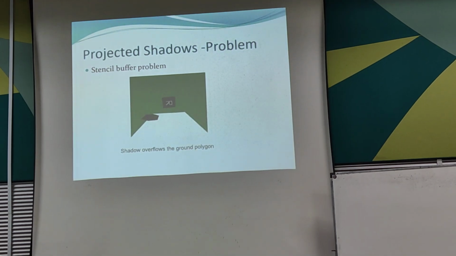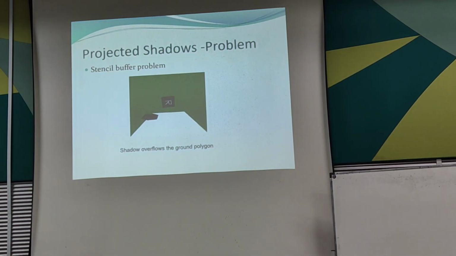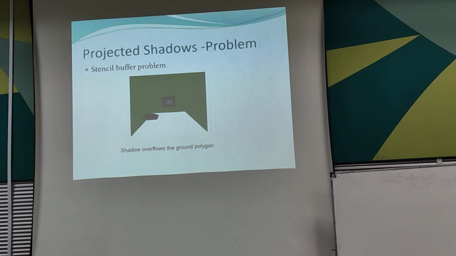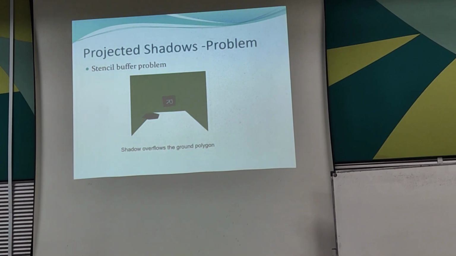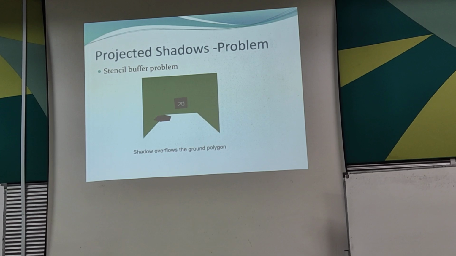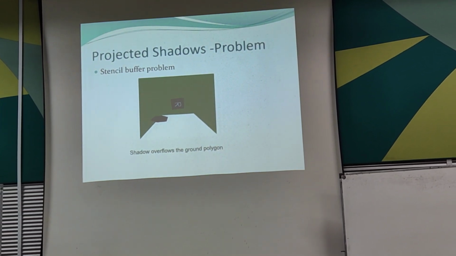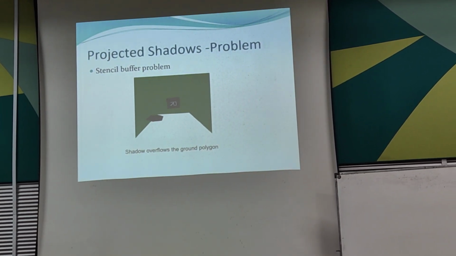The next problem is called the stencil buffer problem. Previously we already used the color buffer and also the depth buffer. There is one more buffer called the stencil buffer that you can use to remove unwanted texture from the scene.